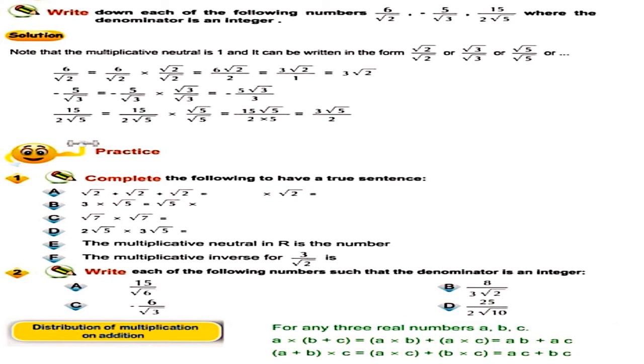2 root 5 times 3 root 5: I will multiply 2 times 3, number by number, it will be 6. Root 5 times root 5 will be 5. 5 times 6 equals 30. The multiplicative neutral or multiplicative identity in R is the number what? Multiplicative neutral means 1. But the additive neutral or additive identity in R is 0.